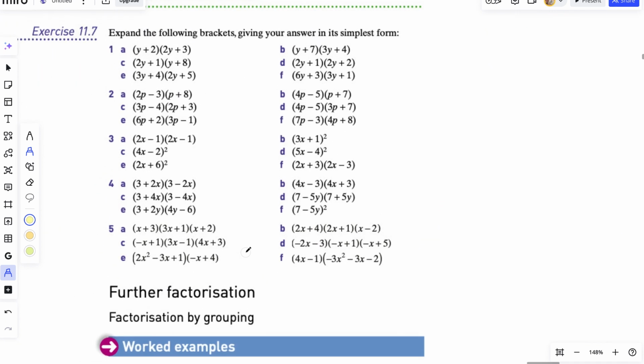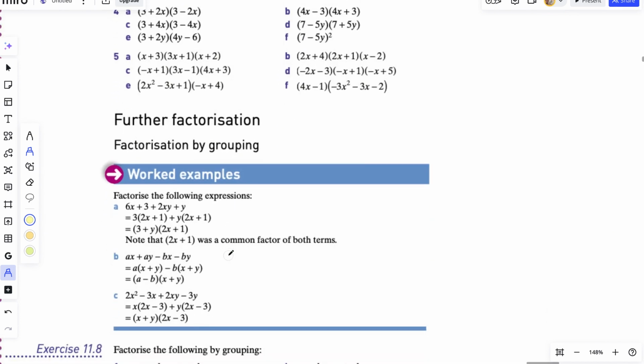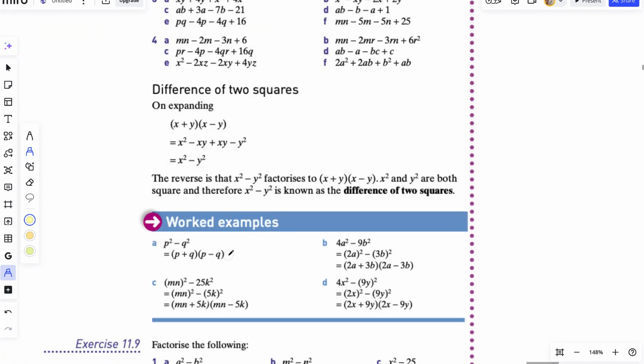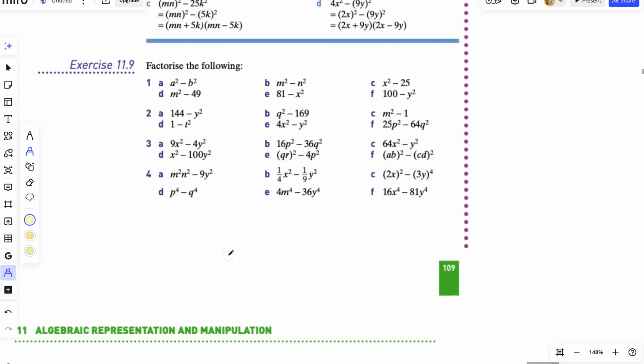So you pause this video and do as many questions as you can. Now, further factorization. Okay, there's difference of two squares.